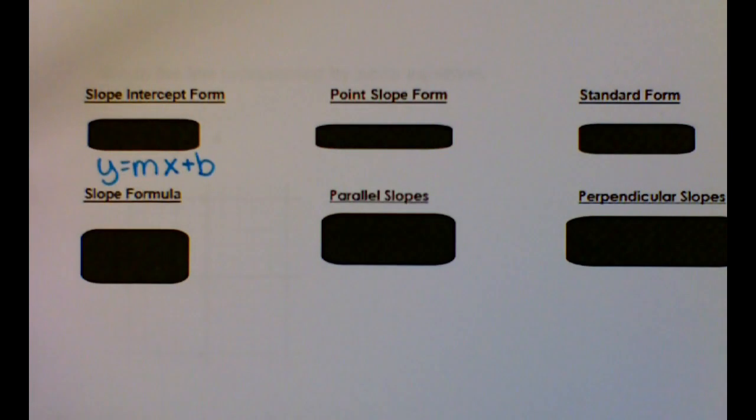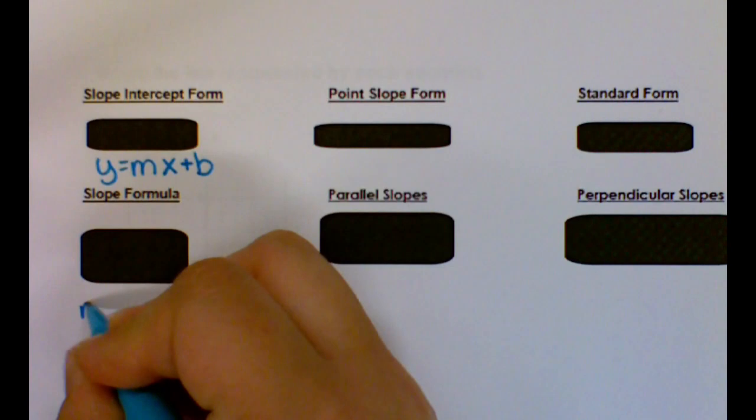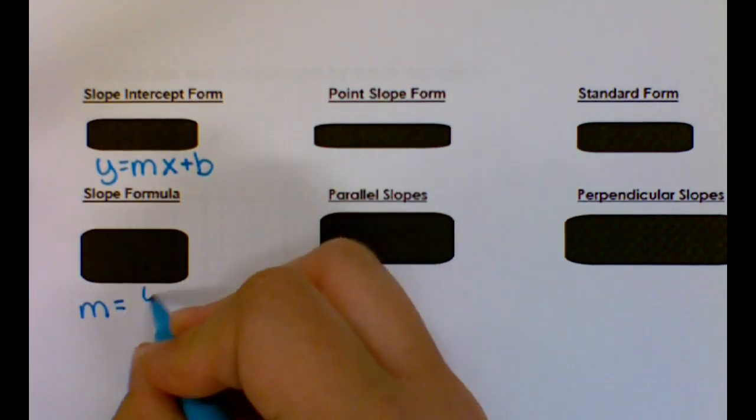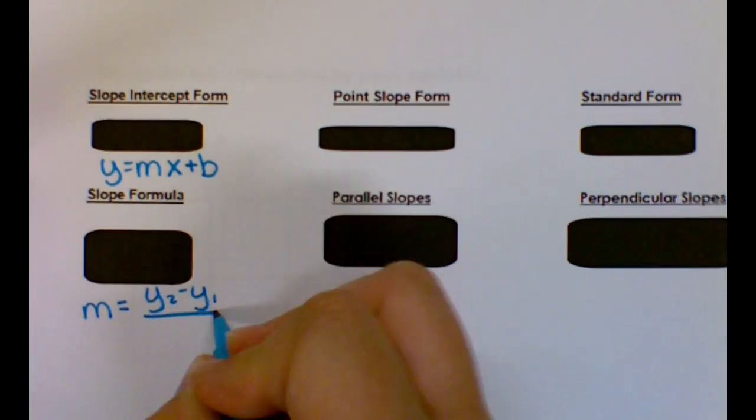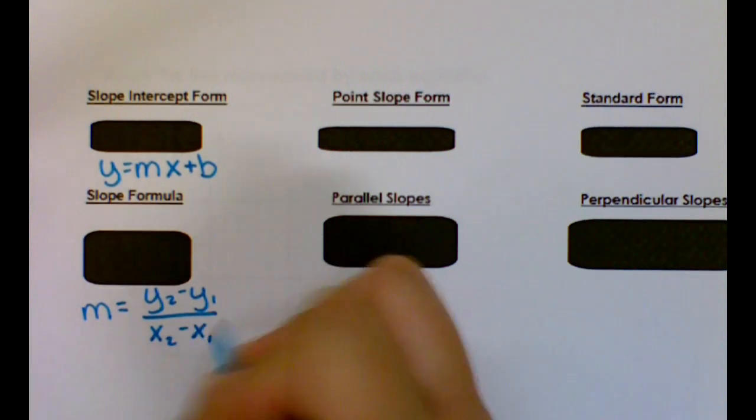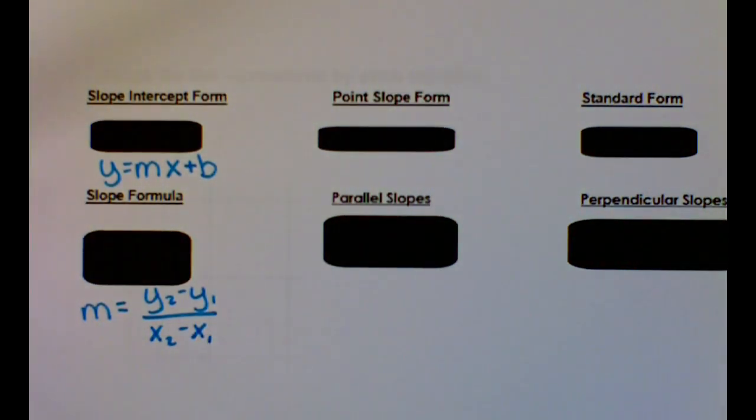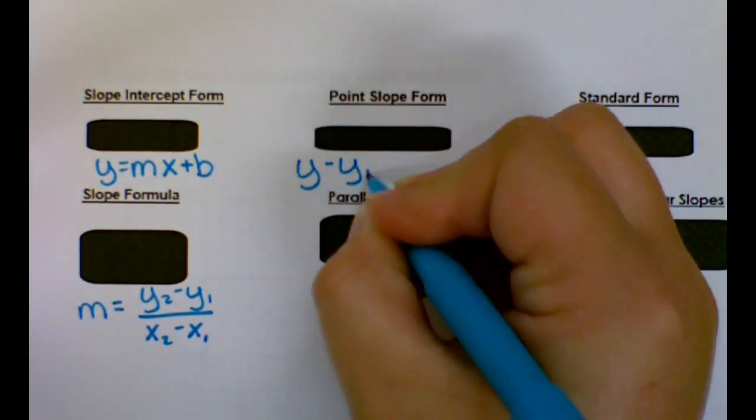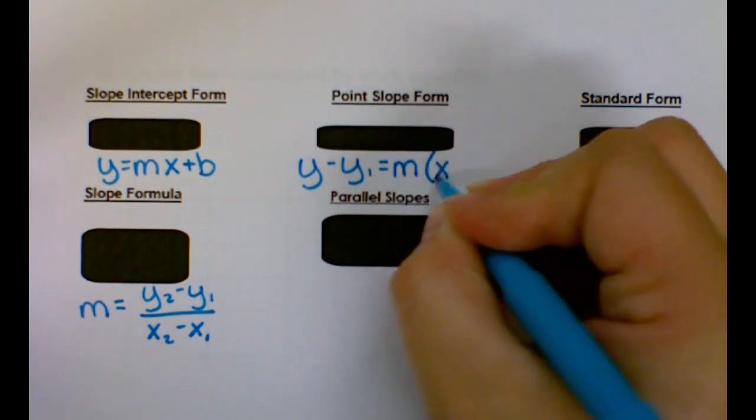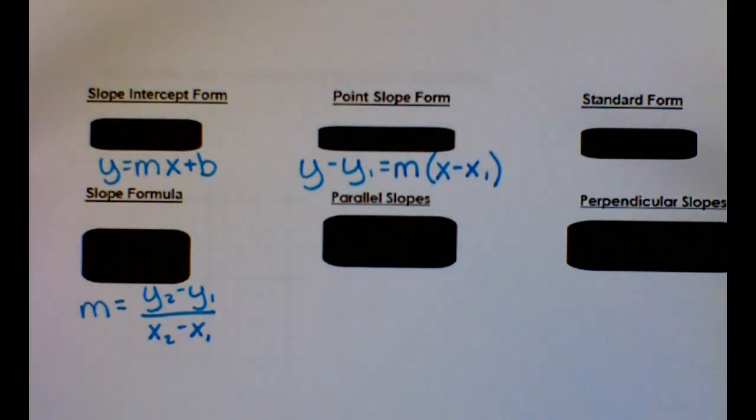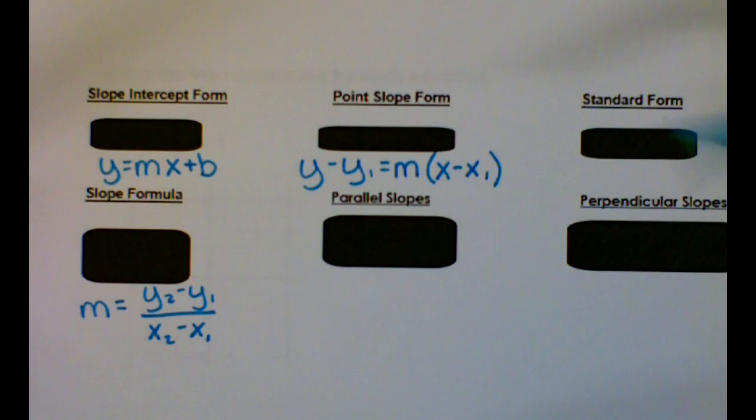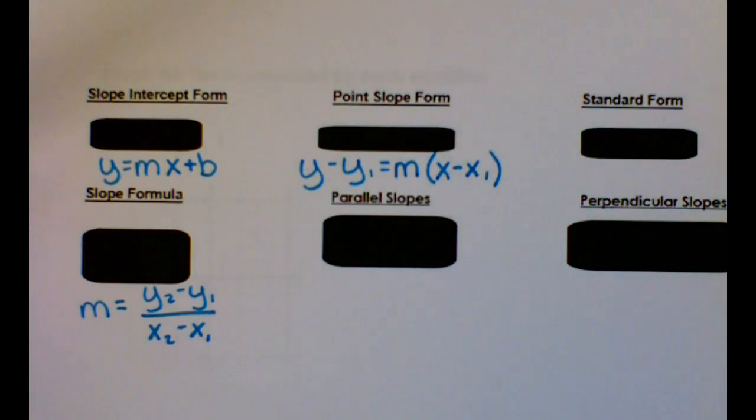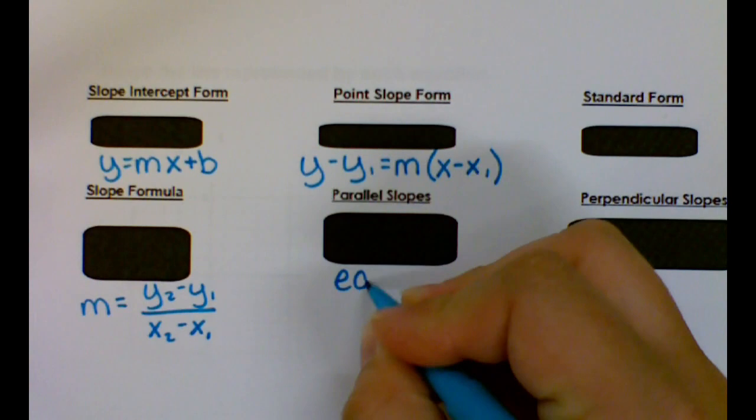The slope formula, which people often mistake for slope-intercept form, is just to give me m. Remember that we subtract the y's over subtract the x's. That just means I take the two y coordinates, subtract them, subtract the two x coordinates in the same order, divide. Point slope form is y minus y1 equals m times x minus x1. My slope is m, and x1, y1 is just some point that is on the line. Parallel slopes are equal.